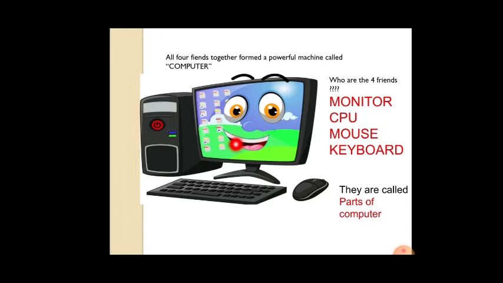Children, can you just see the computer image here? There is CPU, there is monitor, this is mouse and this is the keyboard. So who are all the four friends here? Monitor, CPU, mouse and the keyboard. Together they form the computer. This is your computer. What is the spelling of computer? C-O-M-P-U-T-E-R. So see the spellings, children. Learn the spellings. They are called parts of computer. Now tell me which are the parts of computer. It is monitor, CPU, mouse and the keyboard. There are four main parts of the computer.